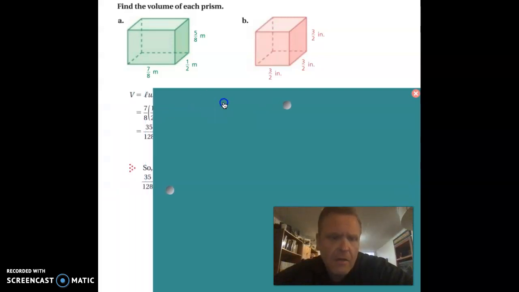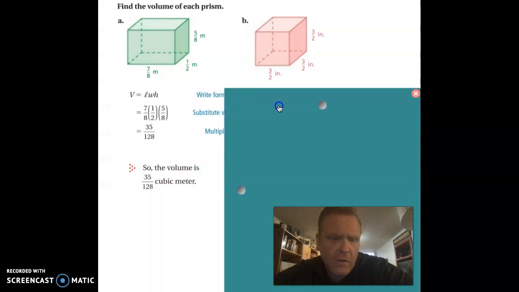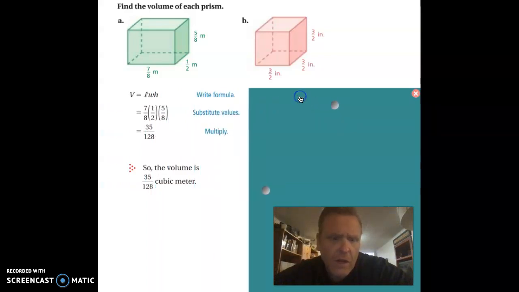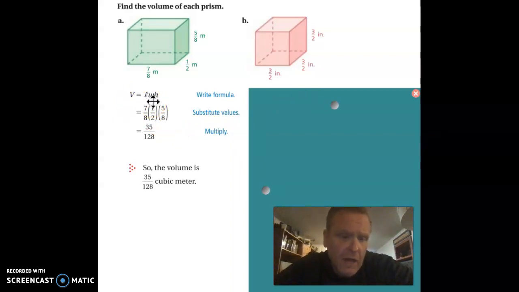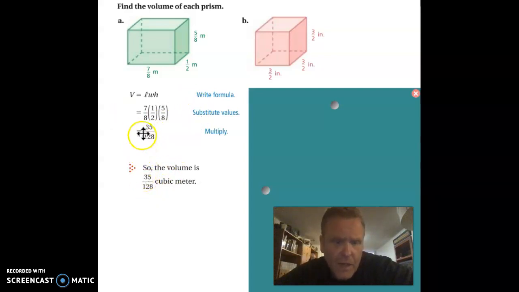Okay, so here is what we've done with this first one, is we've gone ahead and we wrote the formula out. Length times width times height. I think that's always good, because then, as you've heard me say in class, it's plug and chug. So now I can just put 7/8, 1/2, and 5/8 into my formula. And when I multiply straight across the top, I get 35 over 128. So that is the volume in cubic meters.